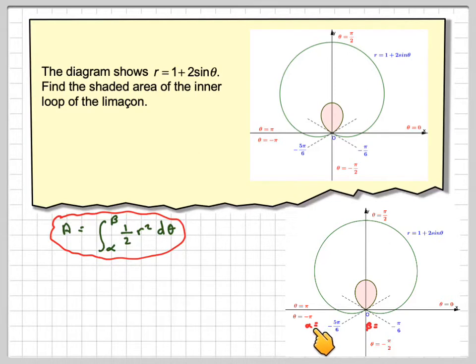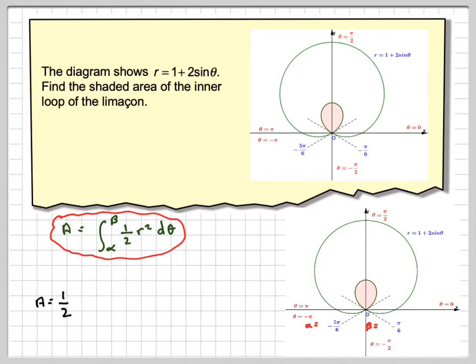However, the first angle here, if you're measuring from here, would be minus 5 pi over 6. And if you're measuring the negative angle from here, this angle would be minus pi by 6, okay? Now if you want to, you can add 2 pi to each of those and use positive values.